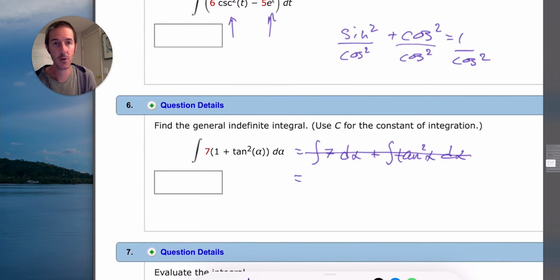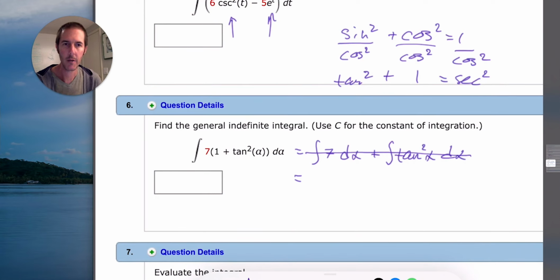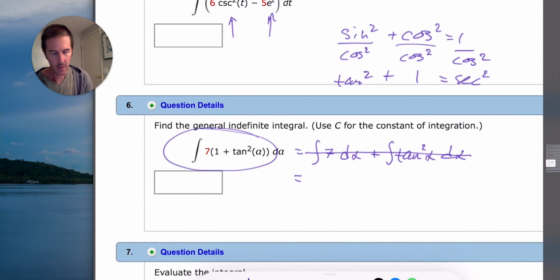I'm distributing my division, dividing each term by cosine squared. Sine squared divided by cosine squared is tan squared, plus anything divided by itself is equal to 1, equals the reciprocal of cosine, secant squared. Ooh, tan squared plus 1 is equal to secant squared, which means I could take this 1 plus tan squared and replace it with a secant squared.